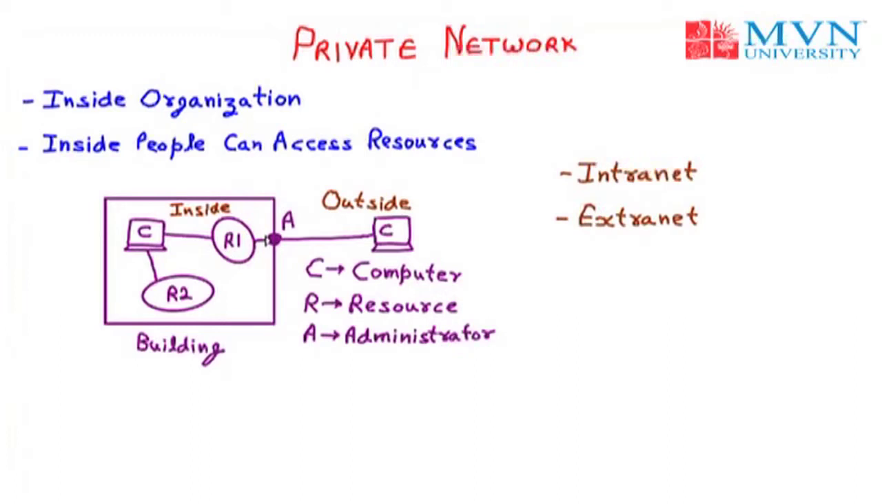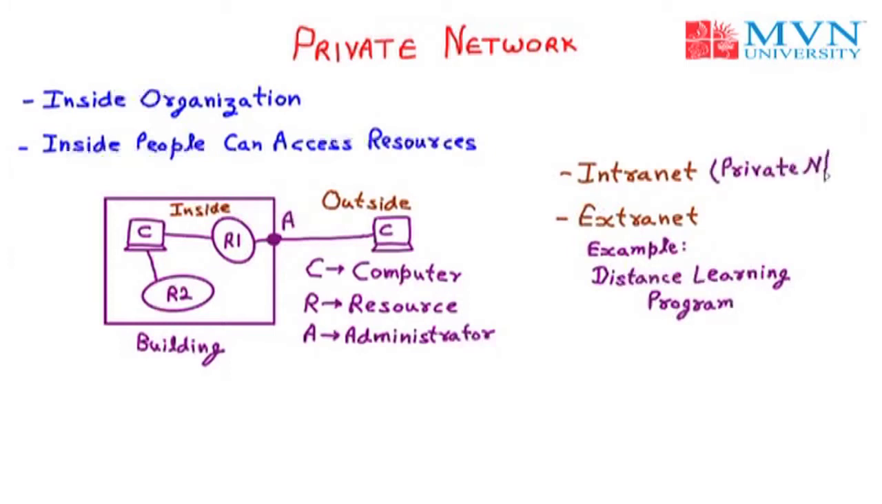But in the distance learning program, the outside people, the authorized students, can also access the inside database as well as the notes of the faculty of that particular department. Then that is the extranet. So these are the two things, intranet and extranet. The example of the extranet is the distance learning program, and the example of the intranet is our private network.